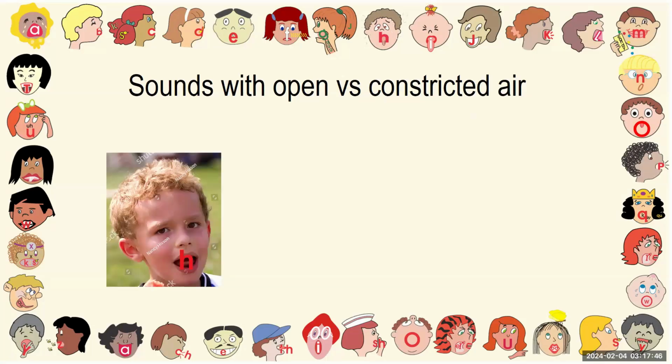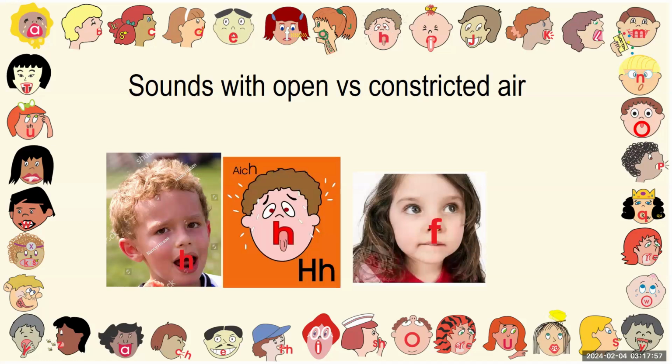Similarly, with sounds with open versus constricted air, the H is an open air sound where he's running and huffing out the sound. And the V is constricted air. So you can see that she's using her teeth to bite her lip, which you do for the sounds F and V. In the F, it's the quiet sound. And so you're just pushing out under your teeth a very soft, quiet sound.